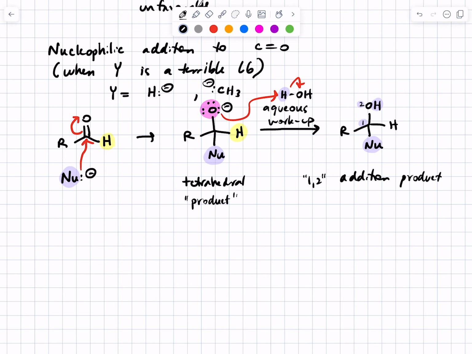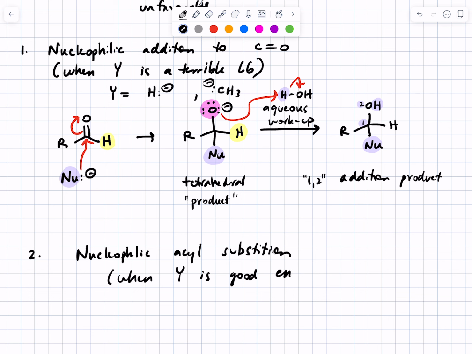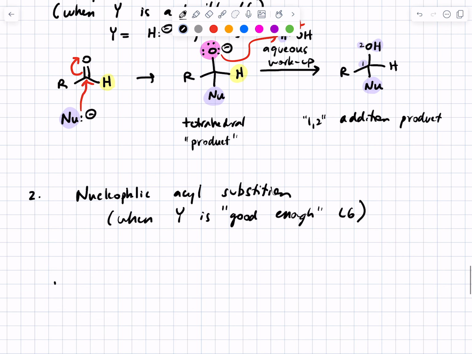Reactivity pattern number 2 for carbonyls is what I'm going to call nucleophilic acyl substitution. And this is when Y is a decent leaving group. And I'm going to say good enough. By that, I mean relative to a negatively charged oxygen. Okay? So let's do an example of that. Let's just use Cl minus. Nucleophile attacks.